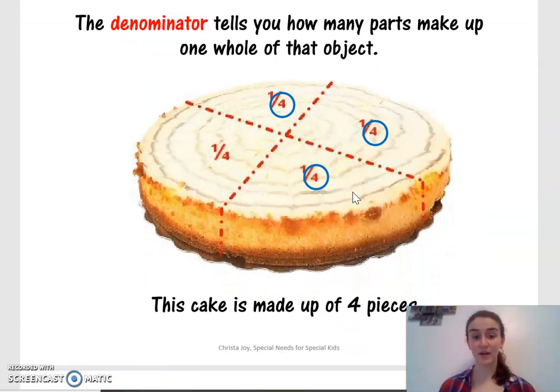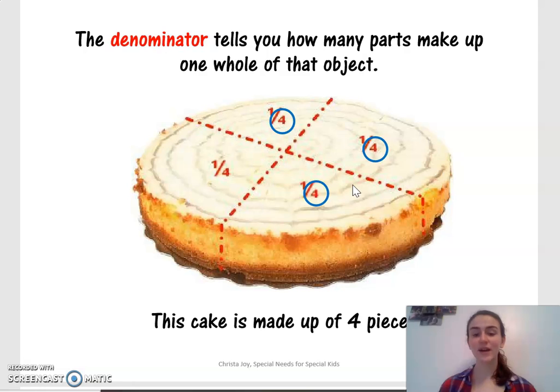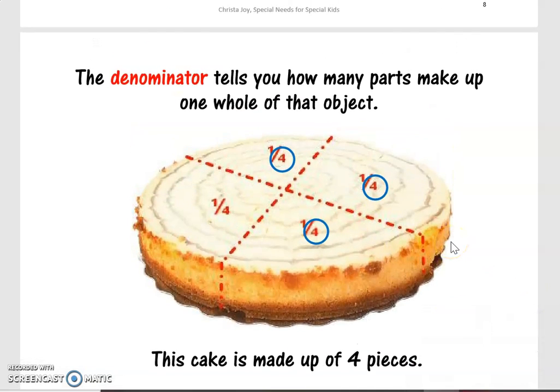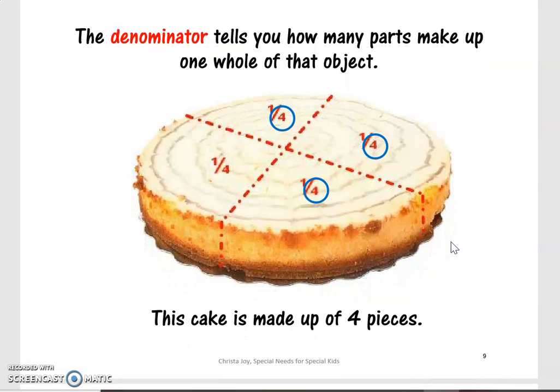The denominator, or the bottom number, tells you how many parts make up one whole of that object. So for example, this cake is made up of 4 total pieces, okay? So 4 total pieces, 1, 2, 3, 4. That is going to be on the bottom, okay? 4 is the total number of pieces. There's 4 pieces total, right?